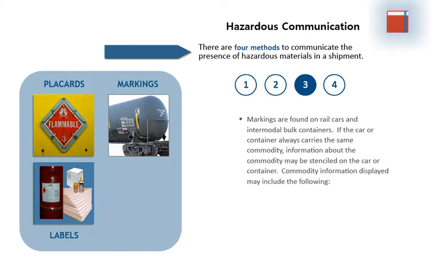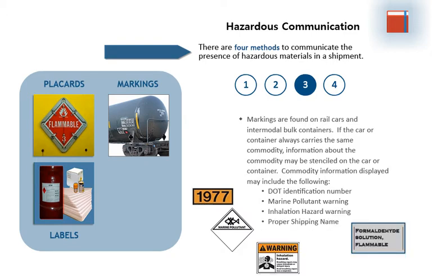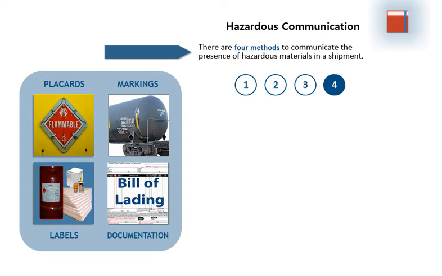If the car or container always carries the same commodity, information about the commodity may be stenciled on the car or container. Commodity information displayed may include the following: DOT identification number, marine pollutant warning, inhalation hazard warning, proper shipping name, and hot warning. Click on Documentation to continue.